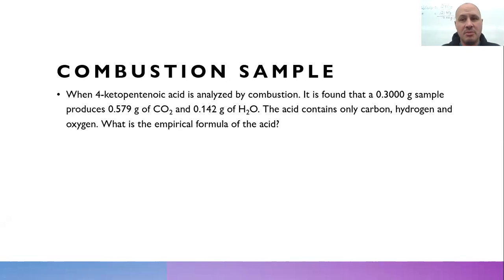Now, your first thought should be, whoa, how did we make more mass than we started with? Remember, there is an excess of oxygen, okay? And this tells us that the compound, the acid, only contains carbon, hydrogen, and oxygen. So what is the empirical formula of the acid?